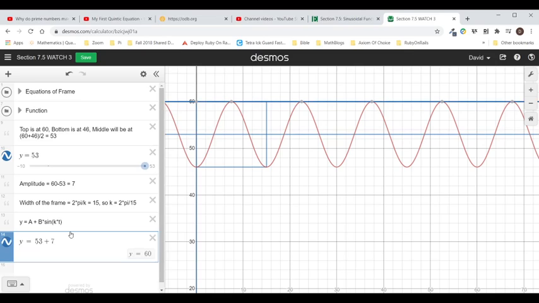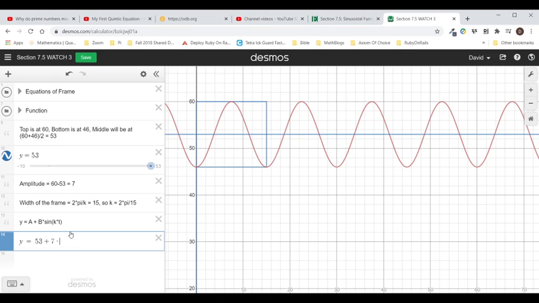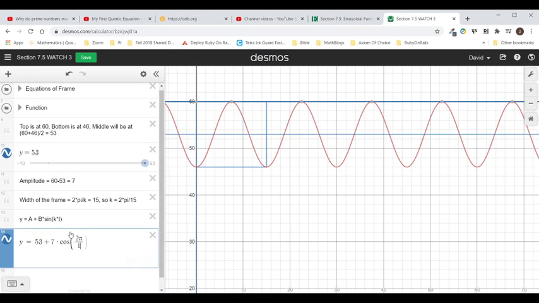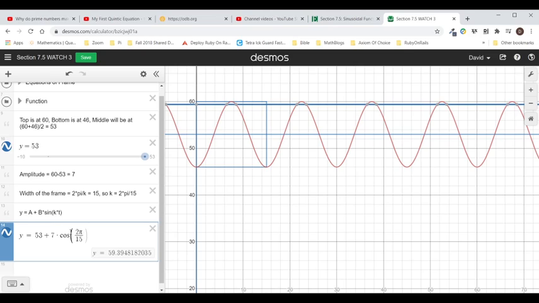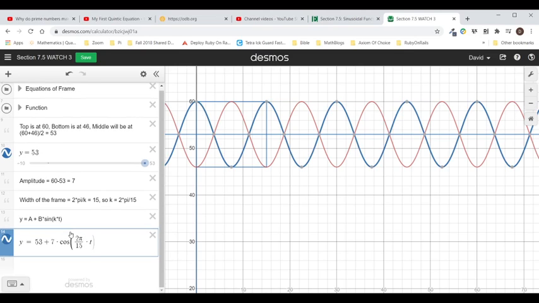This actually should be cosine because I did a cosine graph, not a sine graph. All right, so I'm going to say cosine of, what do I want? I want 2 pi divided by 15 times t, like that. And I didn't get that graph, and I wanted to explain why.